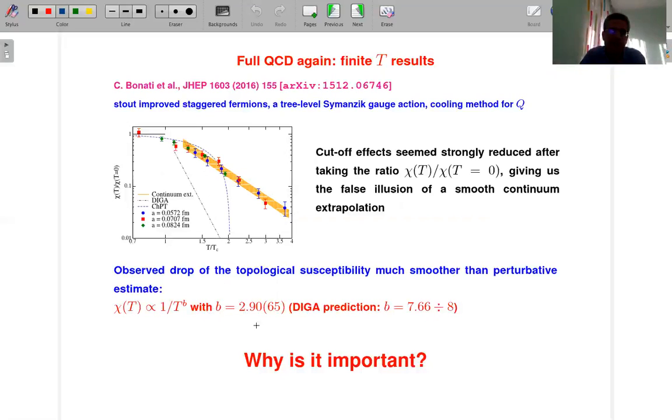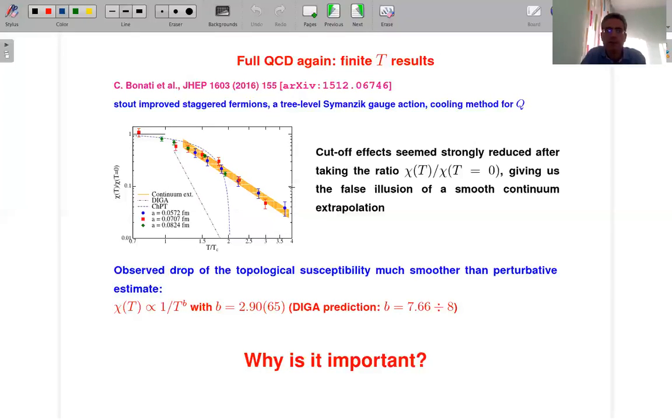But what we observed was a coefficient of 2.9, more than a factor 2 smaller than what is predicted by the dilute instanton gas approximation. And it was a striking result, despite the large cutoff effects that we observed at zero temperature. The game that we played was to divide everything by the value observed at zero temperature at the corresponding lattice spacing, and indeed we had the fake impression that it was working, because after this rescaling, all the data at different lattice spacings seemed to lie on top of each other.